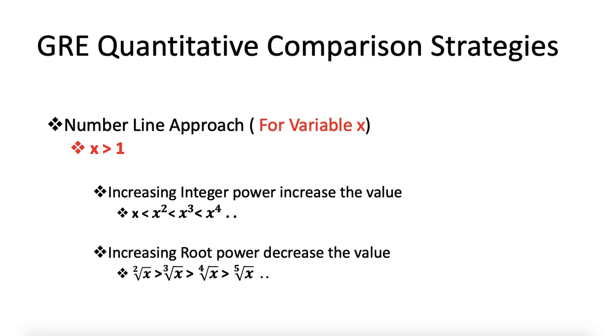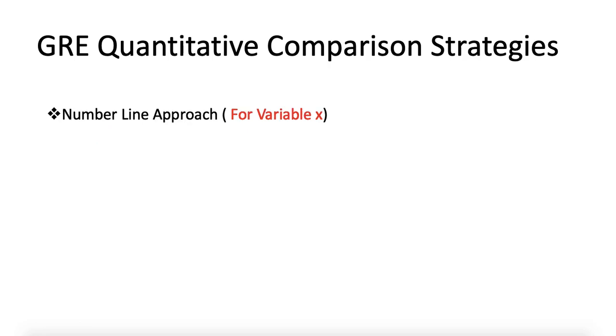Now consider the two ranges on the negative axis. For example, if our value is between 0 and minus 1. This scenario is a bit tricky on the negative axis, because if we have an even power, the value becomes positive. But if we have an odd power, the value will remain negative.